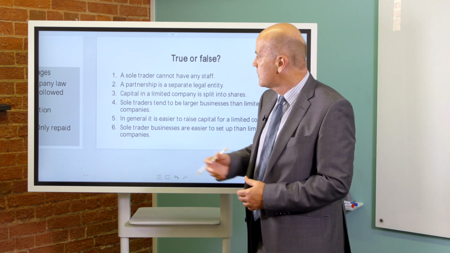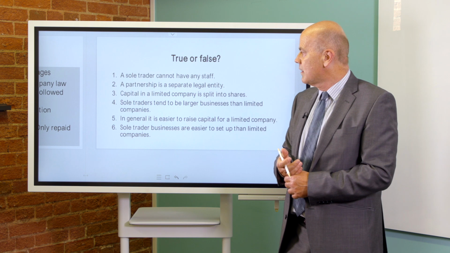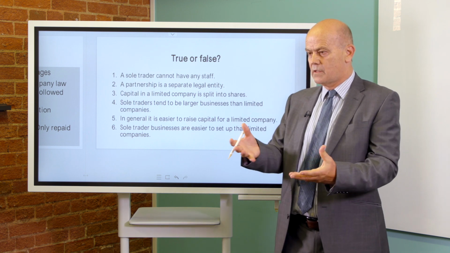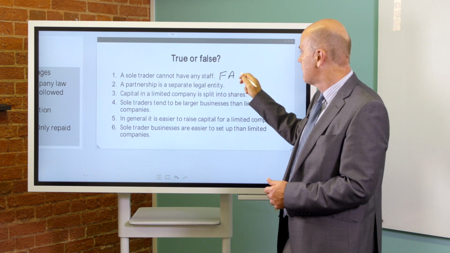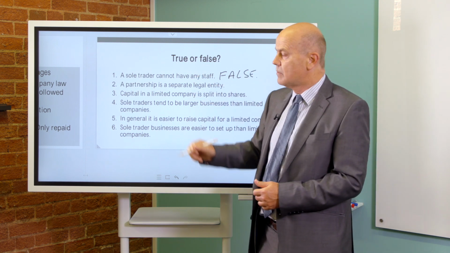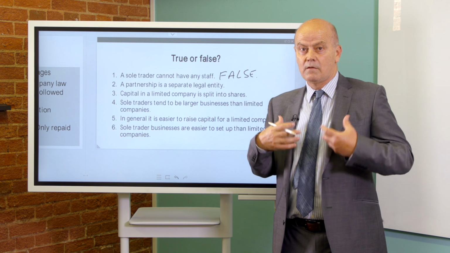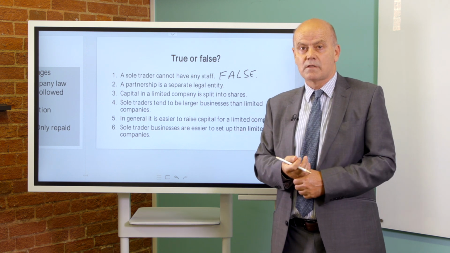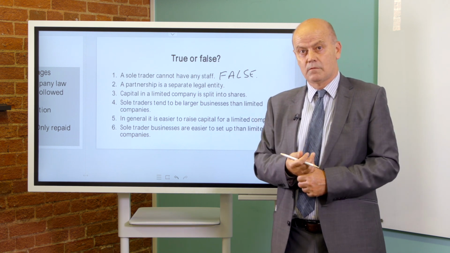So the first question here, sole trader cannot have any staff. What would you say, Alex? Is that true or false? So that's false because they can have many staff but just one owner. Yeah, okay, so that's false. So sole tradership could be one person running it, and he or she could have 100 staff. That is possible.